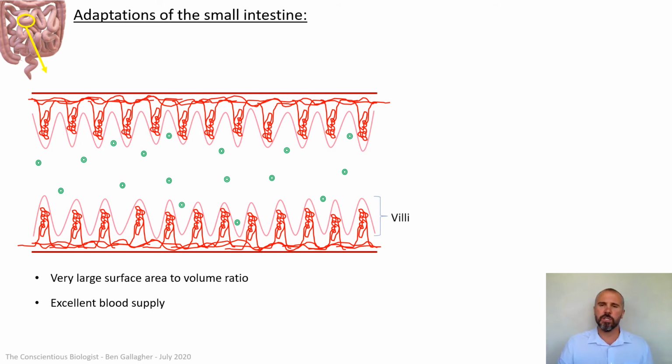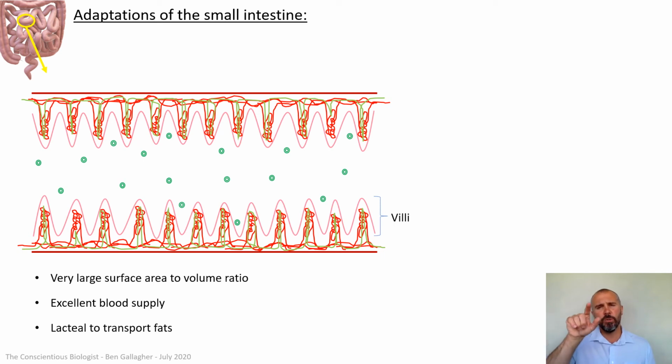Now, these projections are called villi, and inside your small intestines there are millions and millions and millions of these villi. Okay, just for completeness, you've also got another system of tubes that go through these. I've drawn them there in green. You can see them going down. These are called the lacteal. Now, you don't need to know much about the lacteal at all. You just need to know that they're there.